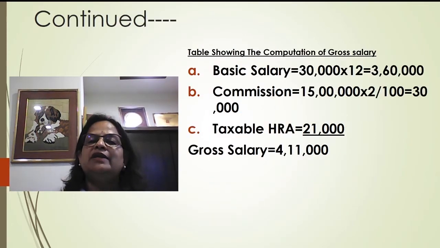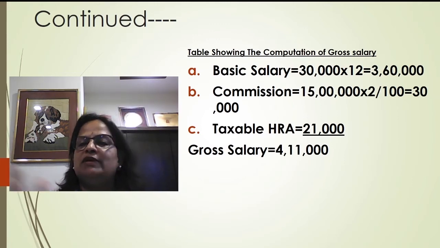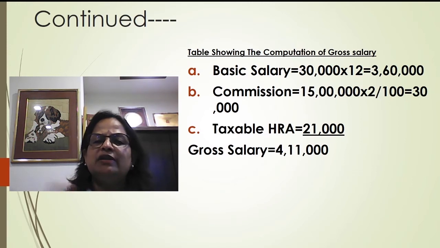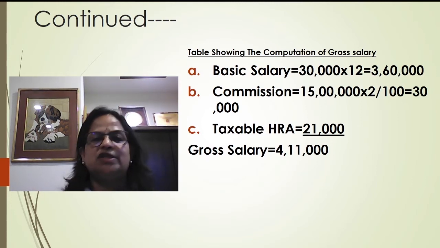Now you can calculate the gross salary. So basic salary, 30,000 into 12, 3,60,000. Commission 30,000. Taxable HRA you calculated, 21,000. So gross salary you are getting is 4,11,000.